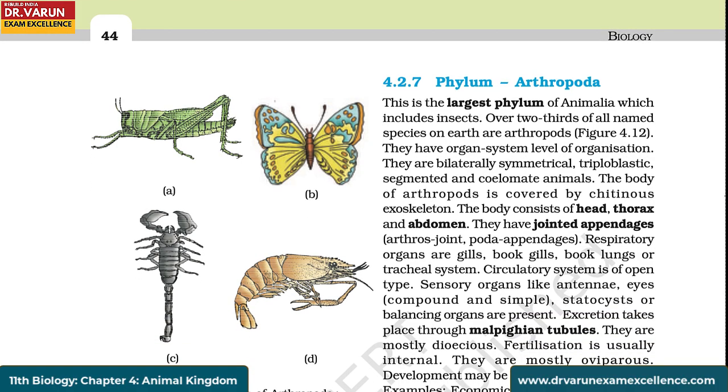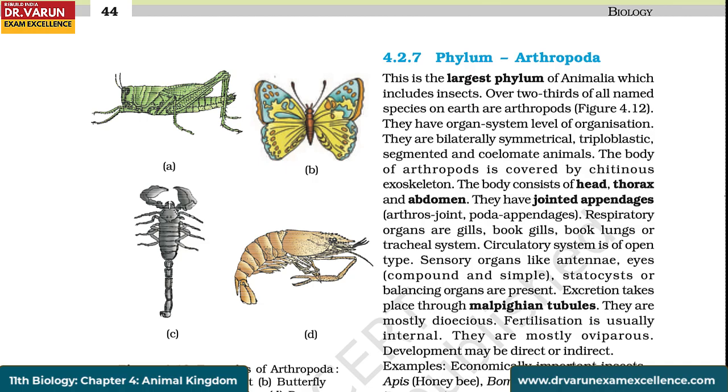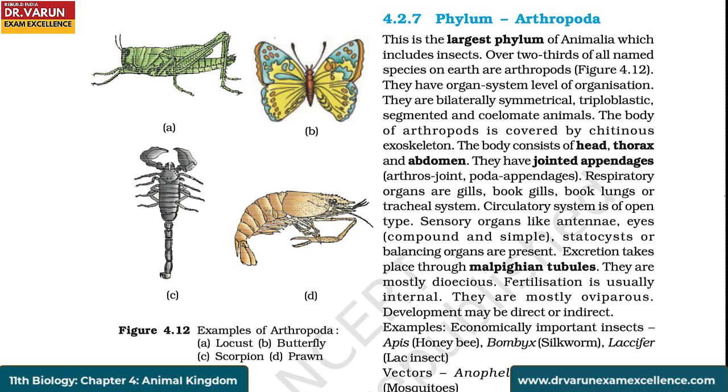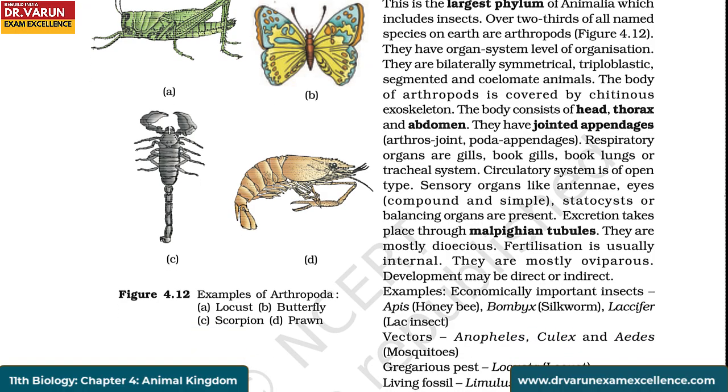Phylum Arthropoda. This is the largest phylum of Animalia, which includes insects. Over two-thirds of all named species on earth are arthropods. They have organ system level of organization. They are bilaterally symmetrical, triploblastic, segmented, and coelomate animals. The body of arthropods is covered by chitinous exoskeleton. The body consists of head, thorax, and abdomen. They have jointed appendages. Arthros means joint, poda means appendages.